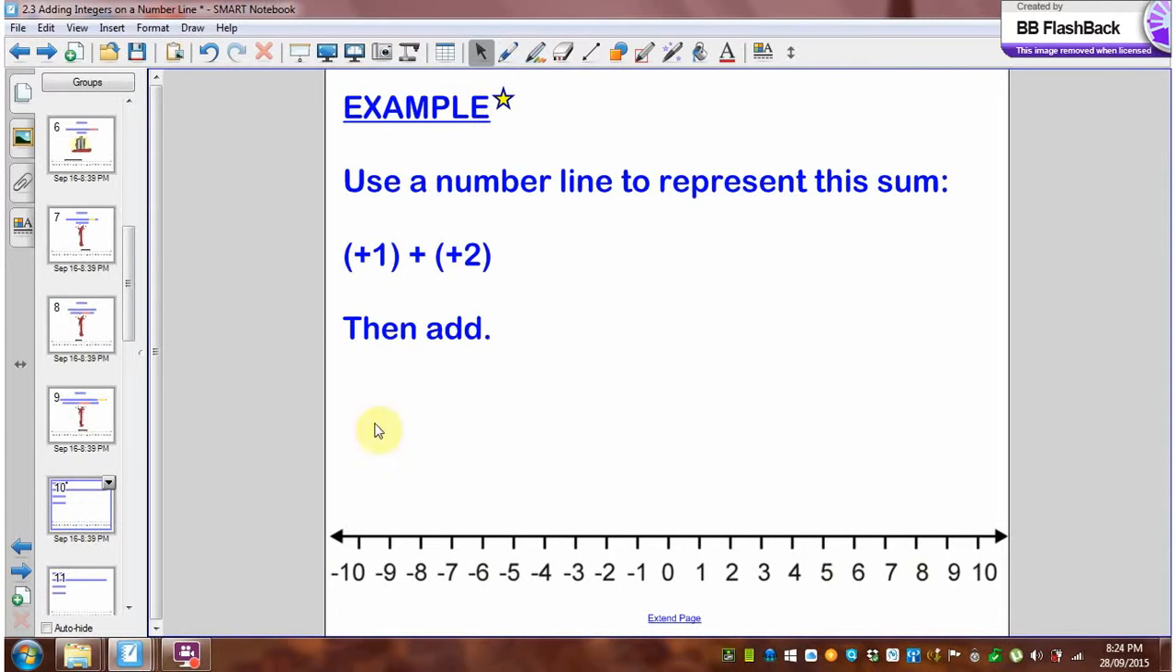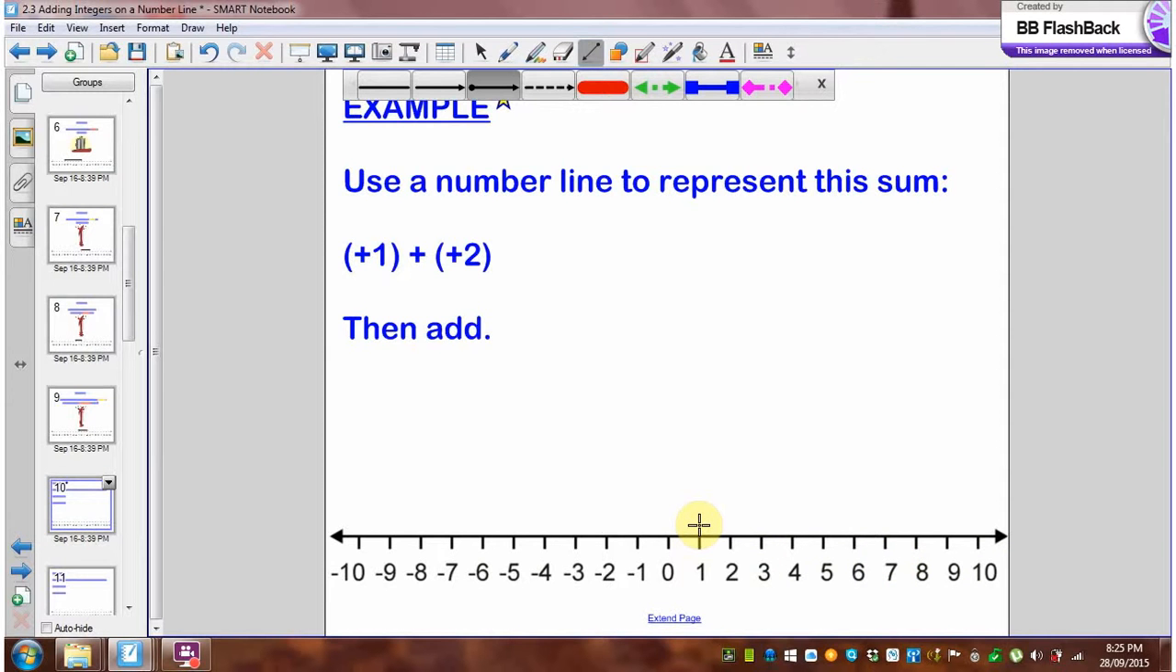Okay, so by now you should have this written down. We should be able to do this together now. So use a number line to represent this sum. Then add. So first we're going to use the number line to represent the sum. So we got +1 plus +2. All right, so we start at our first number. We start at +1. So here's 0. Here's our positive direction. We start at +1.